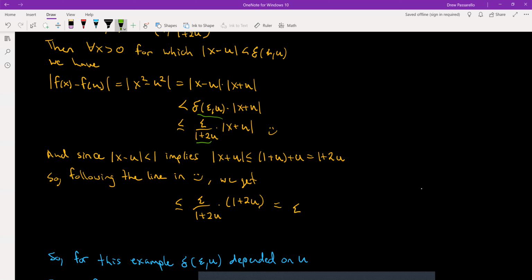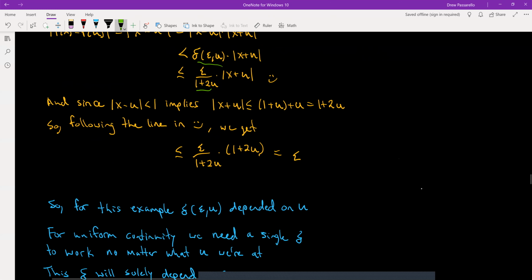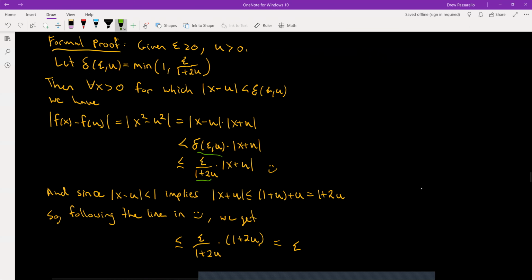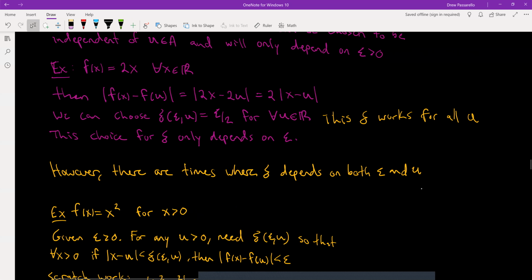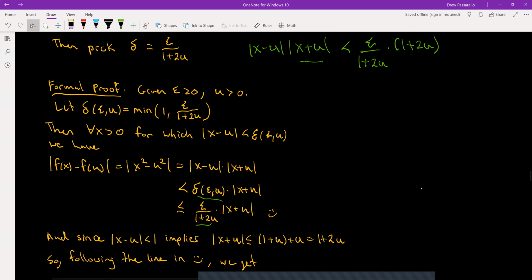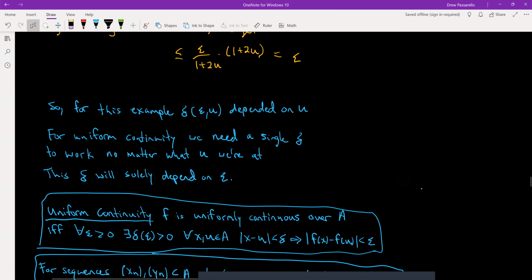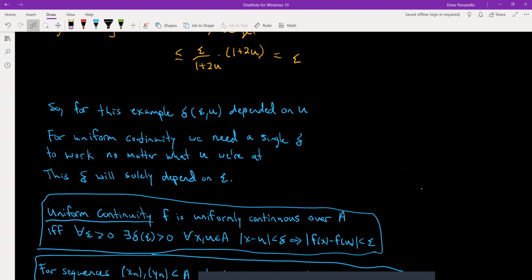So the point is that for this example, delta depended on u, whereas in the example before, we had delta depend on just epsilon. So now we're going to go into uniform continuity. For uniform continuity, we need a single delta that's going to work no matter what u value we're at. This delta is going to solely depend on epsilon.